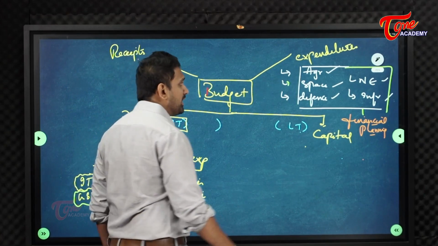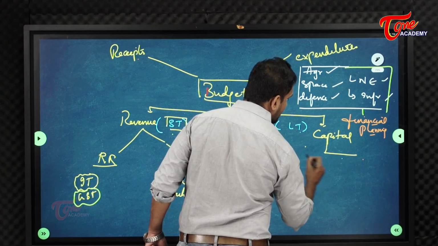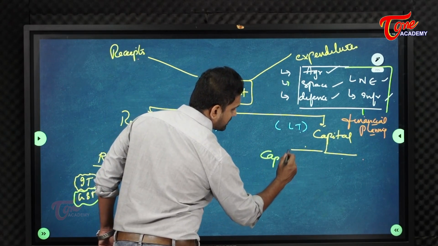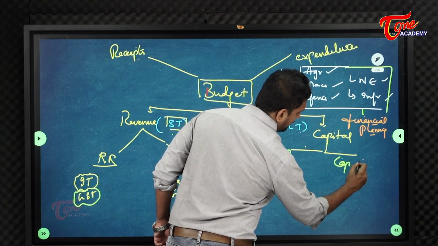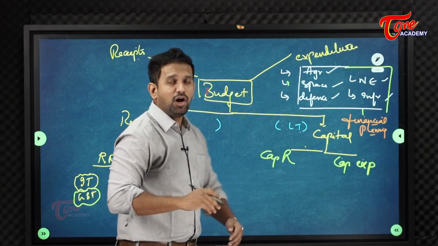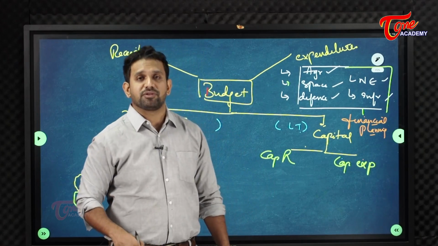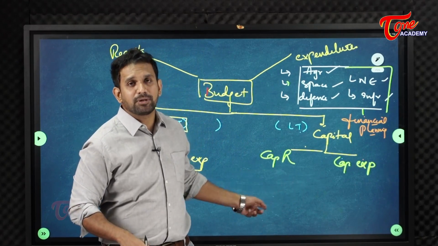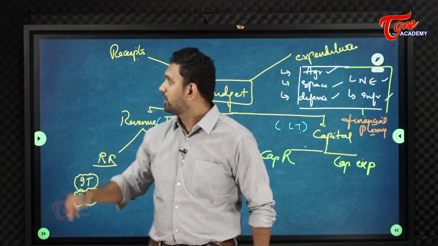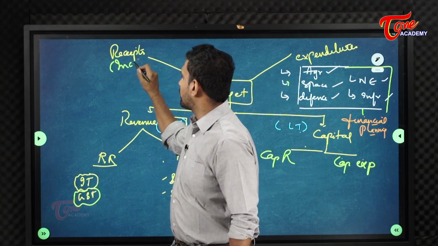Now the capital component is again divided into capital receipts and capital expenditure. Anything that the government gets for a long term purpose, or the government gives for a long term purpose respectively, is called capital receipts and capital expenditures. Here, receipts, I told you, means what? Incoming to the government, right or wrong?